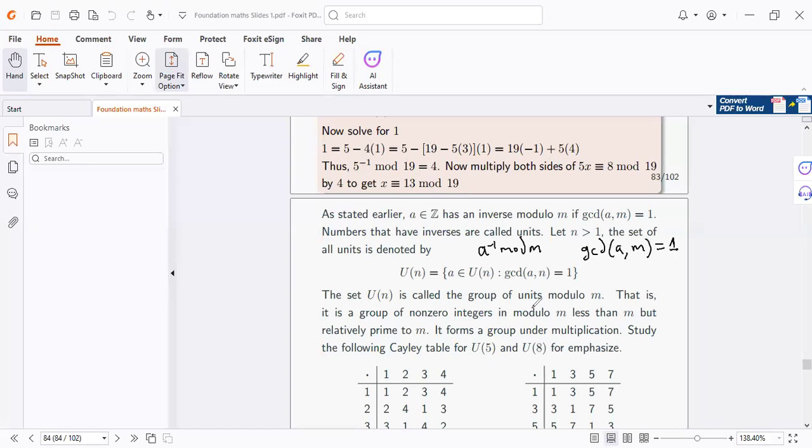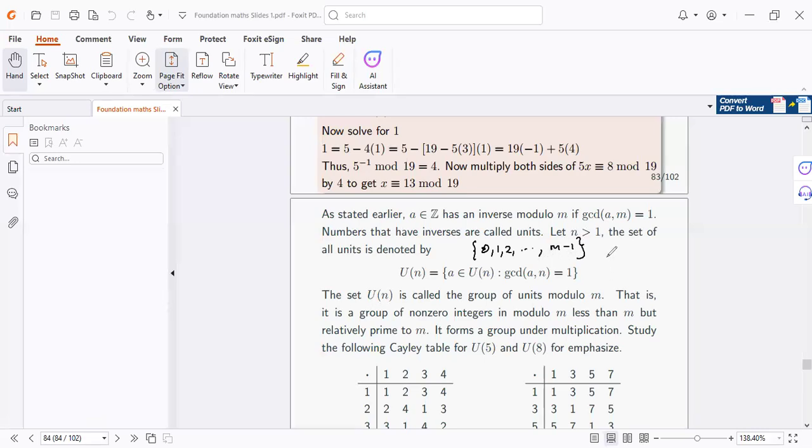Now, supposing we are dealing with a group, and a group has several elements. The question is, how many elements would have inverses in that group? Supposing we have several elements given to us, we are talking of mod m. When I talk of mod m, I mean this is a set of elements 0, 1, 2, all the way up to m minus 1. Those are the elements mod m.